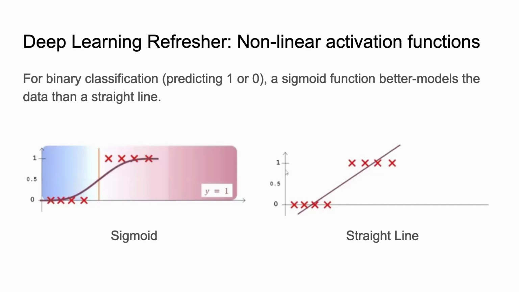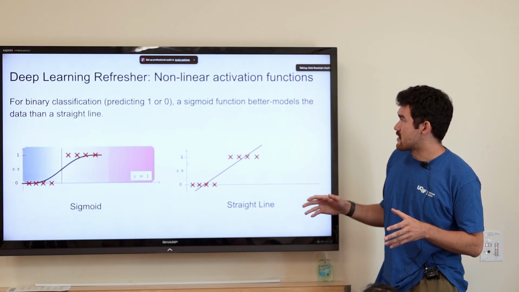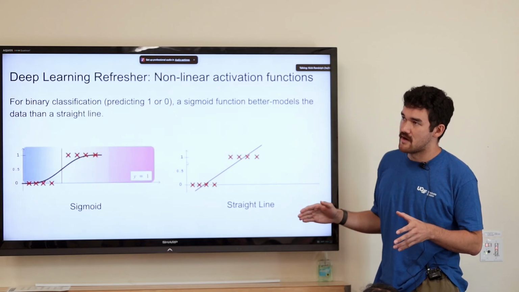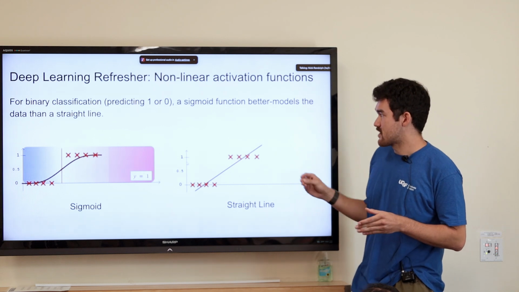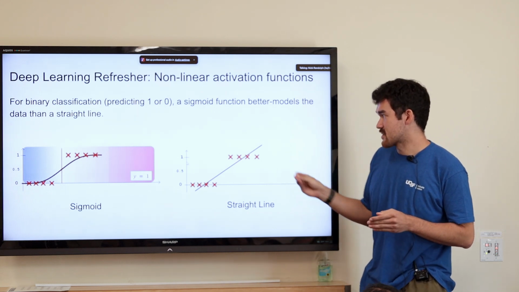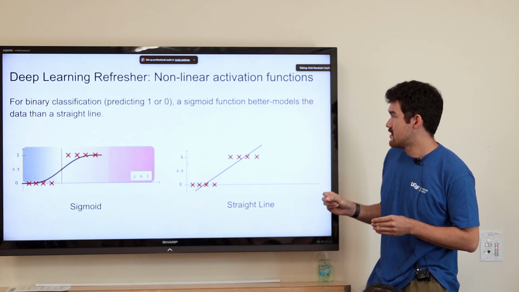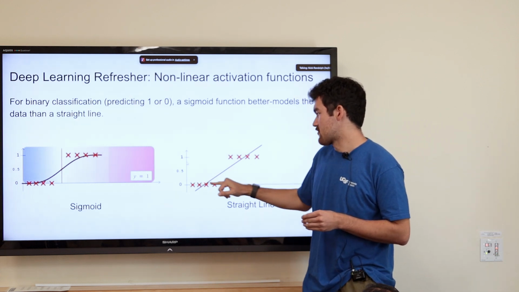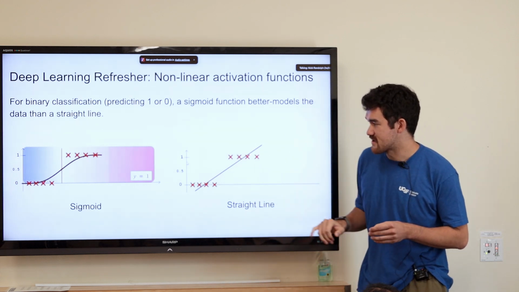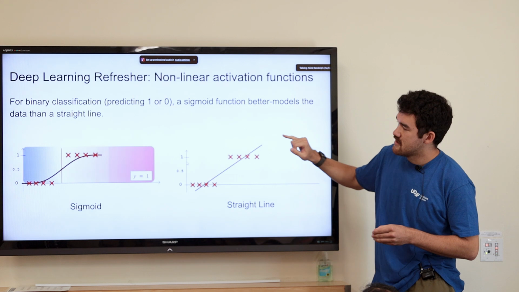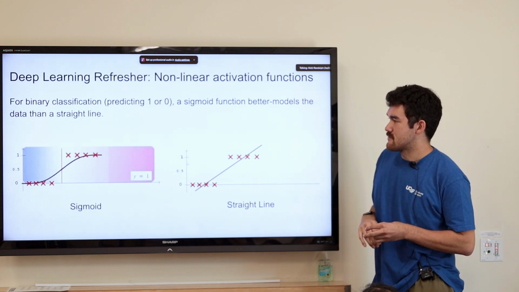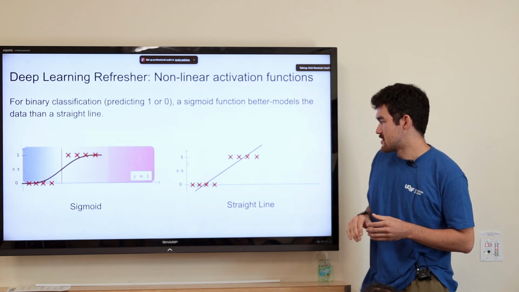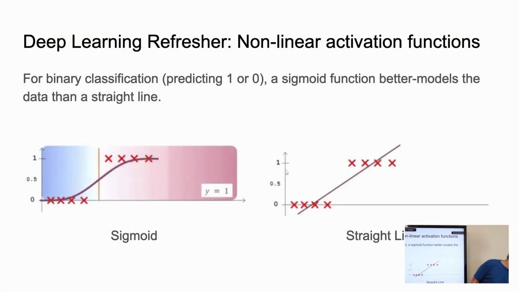So one major advantage of neural networks is that they can model nonlinear relationships between input and output variables. One example of where a nonlinear function better models some data is for binary classification, so predicting a 1 or a 0, for example. If this is what your ground truth data looks like with these red X's, then the sigmoid function better models the data than does a straight line.